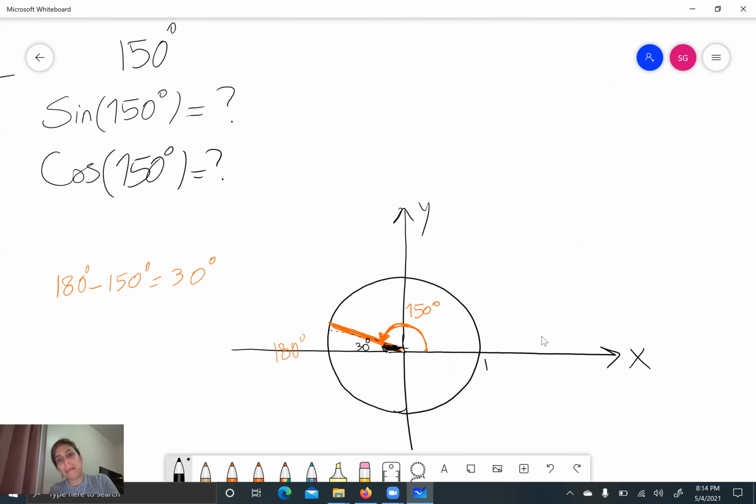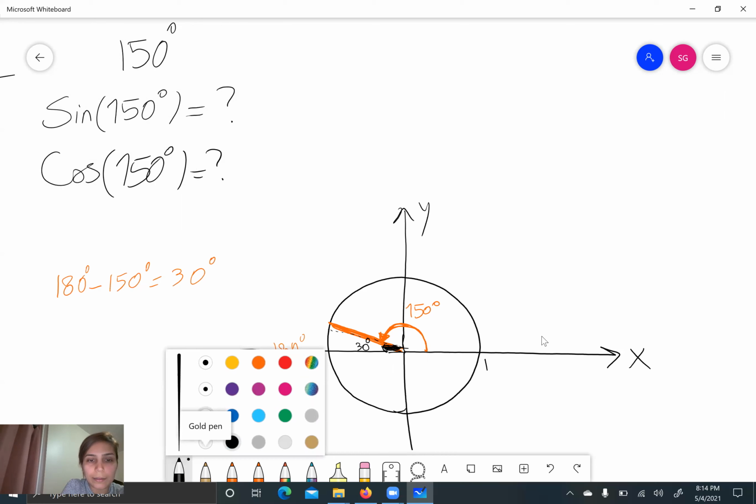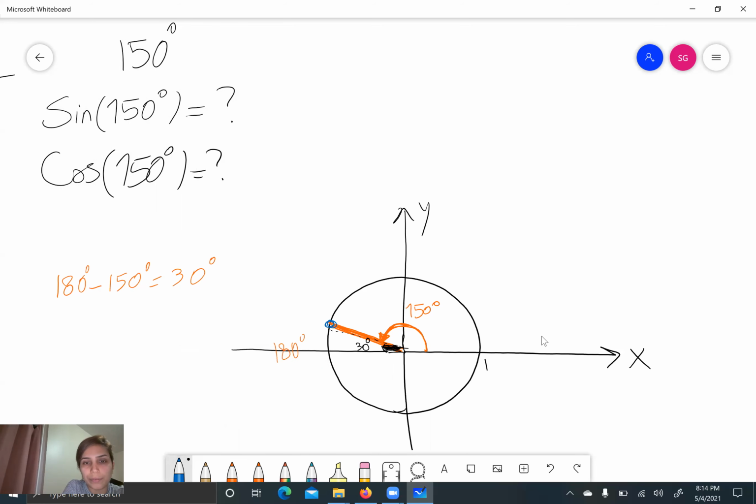And why does that matter? Because I'm going to show you why that matters. Look, we are looking for sine and cosine of 150. That is the x value and y value of this point, right? Because sine is going to be the y value, cosine is going to be the x value, right? The radius is 1. So that's it. I just need to know the x and y value.